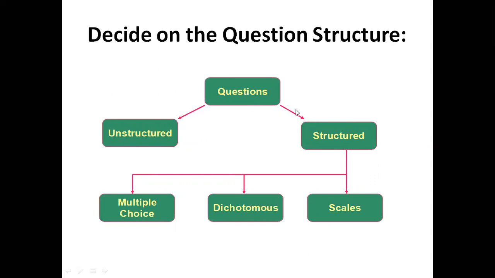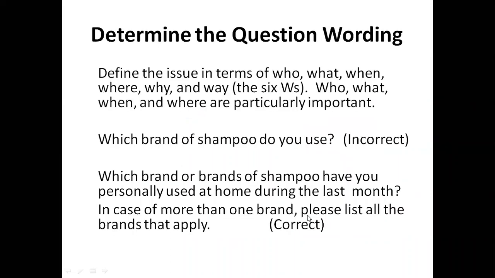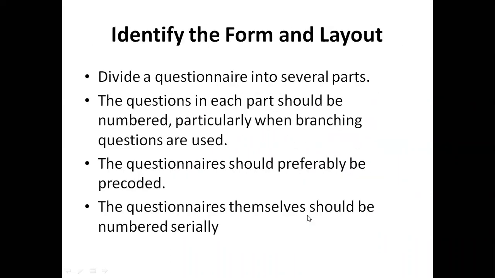So two types of questions. One is close-ended, another is open-ended. Open-ended questions are called unstructured questions. Close-ended questions are called structured questions. Again, in structured questions, there are three types of questions. One is multiple choice question, another is dichotomous question, and the third one is scales. So let us see one by one what these multiple choice, dichotomous, and scale questions are.